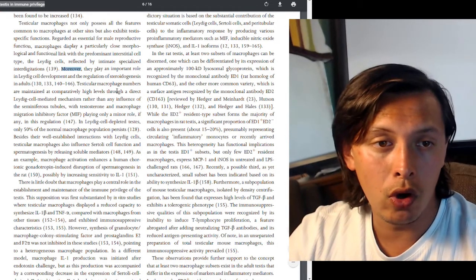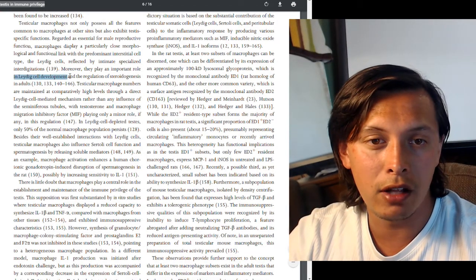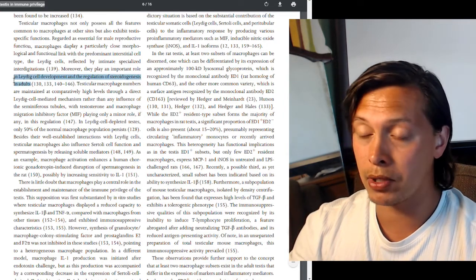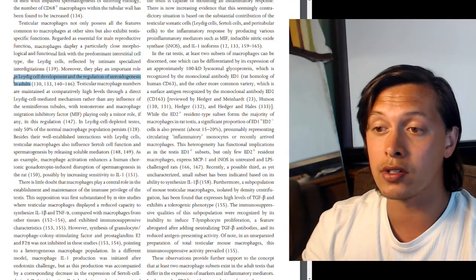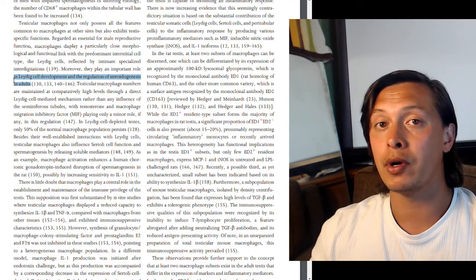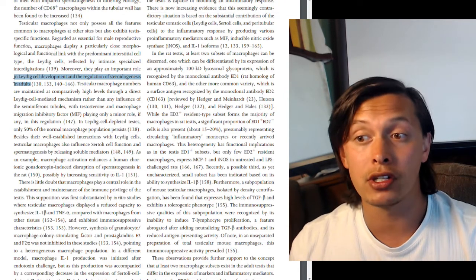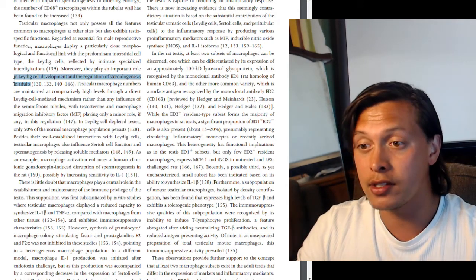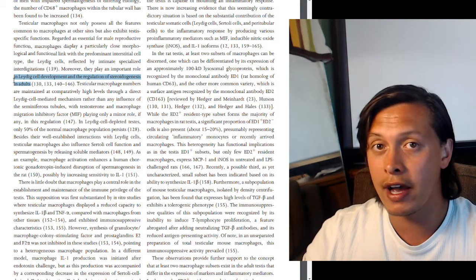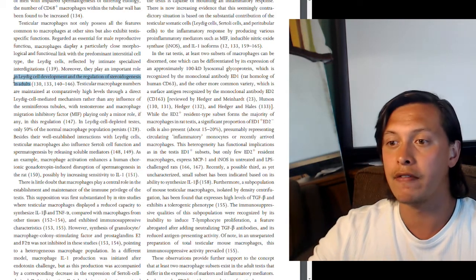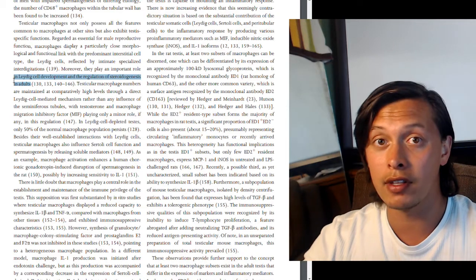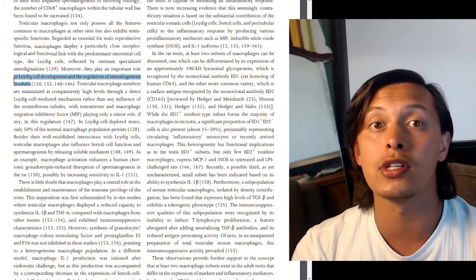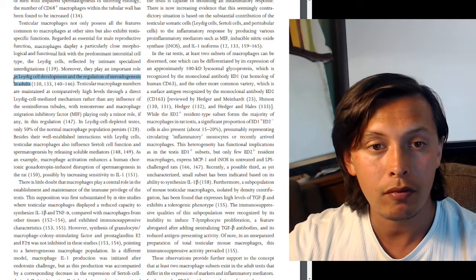Moreover, they play an important role in Leydig cell development and the regulation of steroidogenesis in adults. So this is something that we know: the Leydig cells play an important role in the production of androgens, in the production of different hormones. But it's not just the Leydig cells. Nothing exists in a vacuum, right? No cells exist in a vacuum. So the immune system of the testes is specialized to work with the Leydig cells in order to produce hormones.